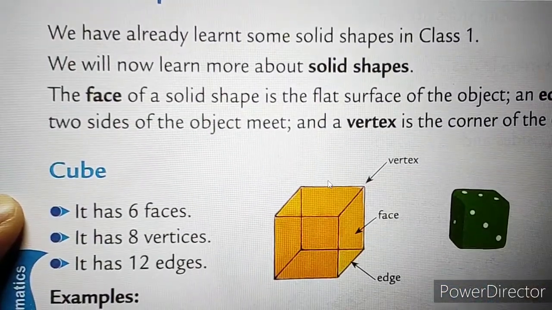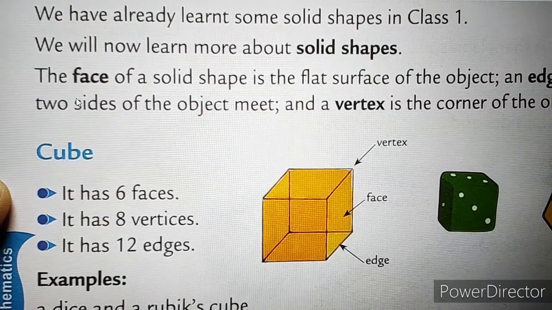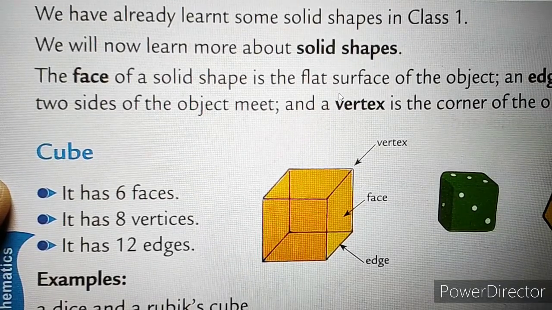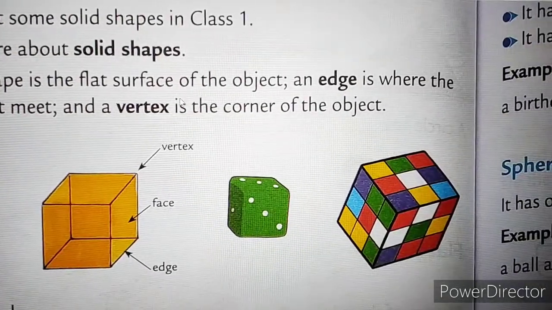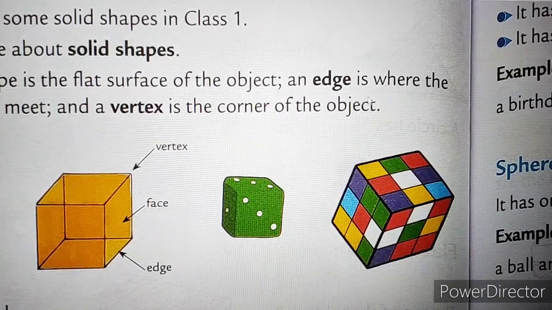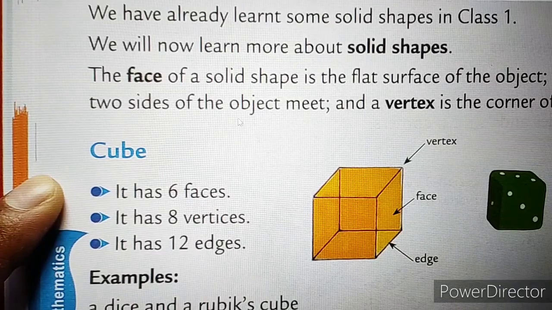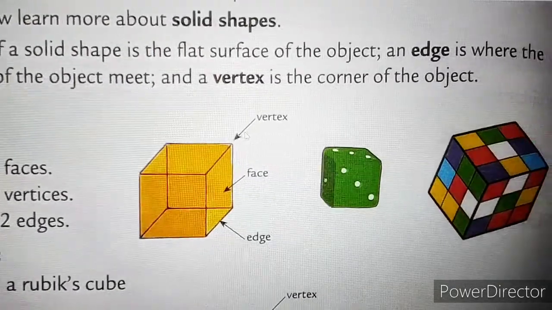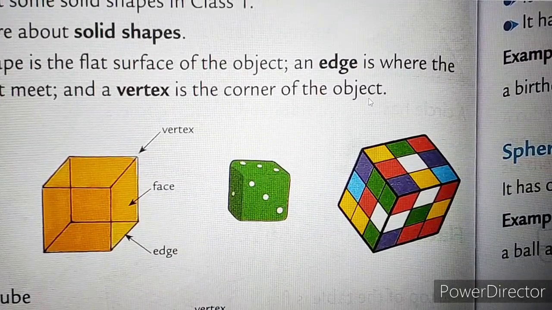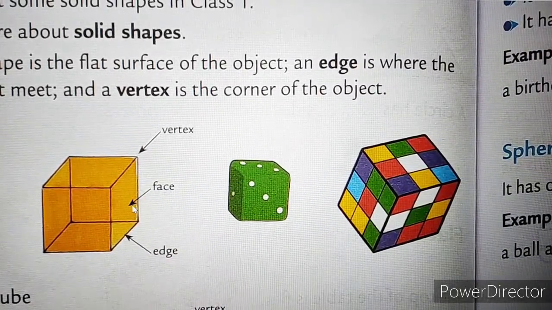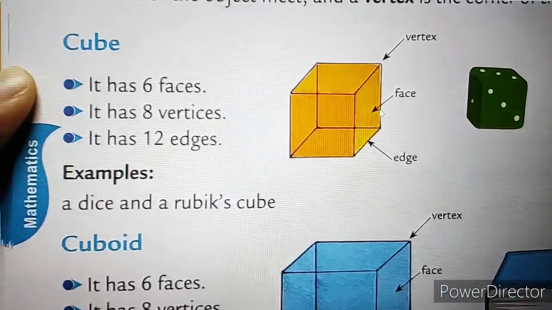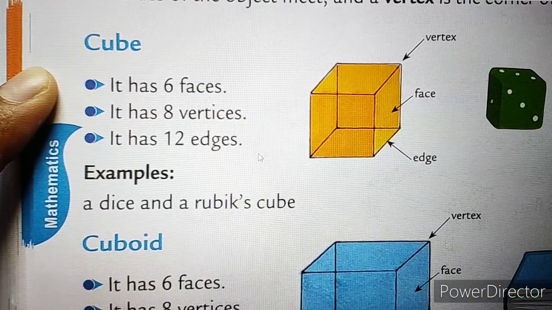Now see, the face of a solid shape is a flat surface. We have learned already. An edge is where two sides of an object meet. Sides means these faces. And the vertex is the corner of the object. You have learned it? Very good. Now come to the solid shapes.